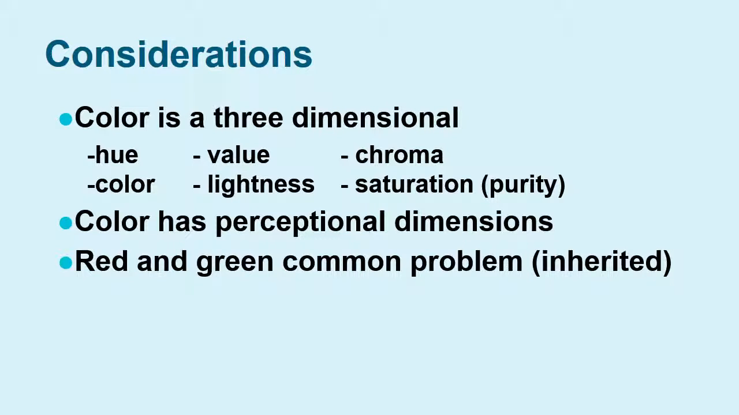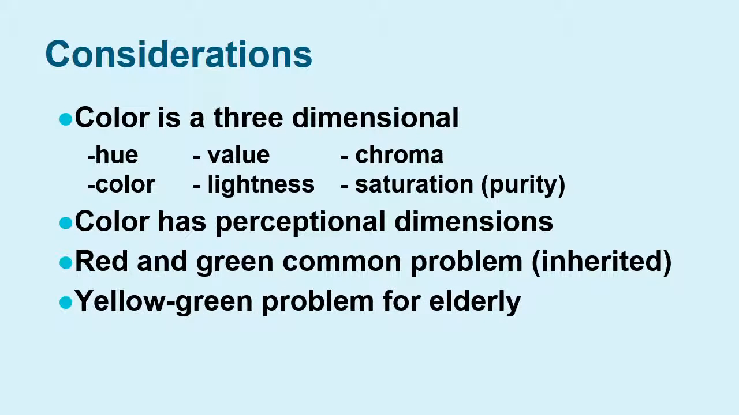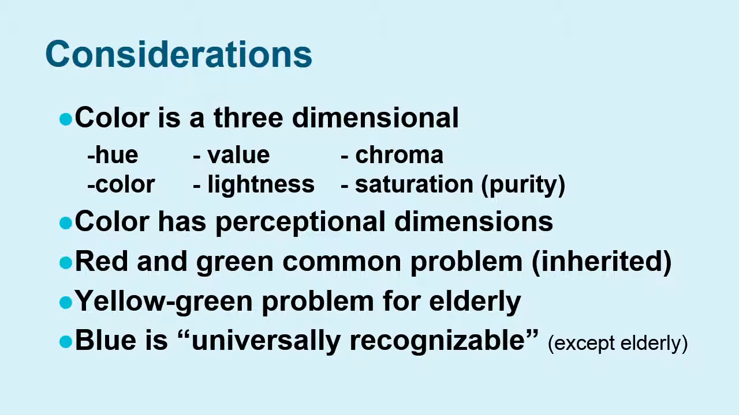Keep in mind that for inherited color blindness, distinguishing between red and green is the most common problem. For the elderly, the yellow-green is going to be a problem. So the point I'm trying to make, and we'll repeat later, is that green appears over and over again to be an issue. Except for the elderly, blue for the inherited population is recognizable by most people.